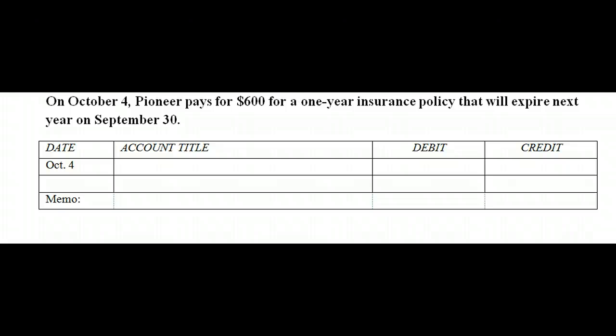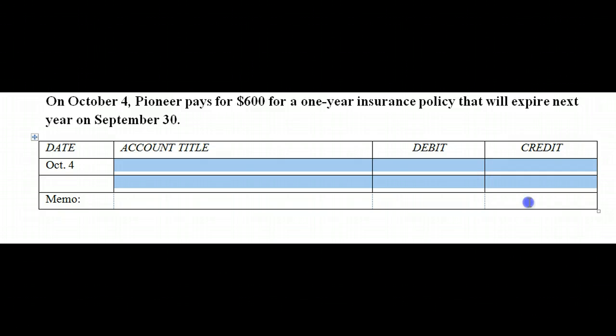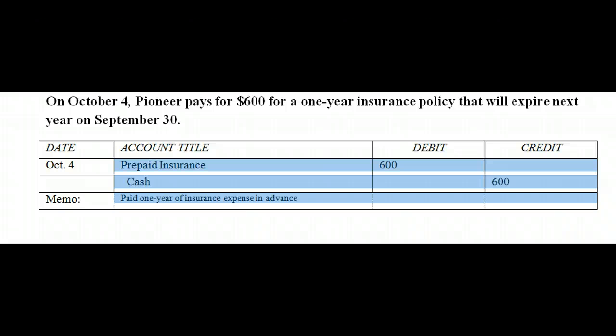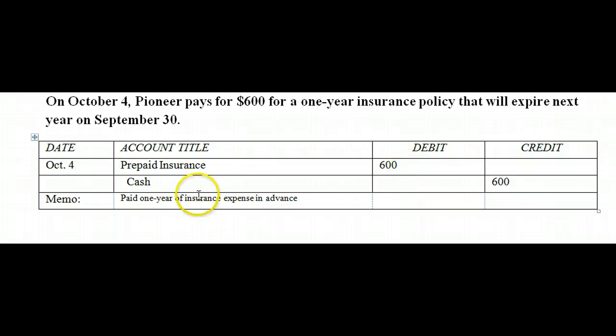On October 4th, Pioneer pays $600 for a 1-year insurance policy that's going to expire on September 30th. When we pay things in advance, whether it's insurance or rent, that's an asset. We're going to use it up over time. Assets increase with debits, so we're going to debit prepaid insurance for $600. And how are we paying for it? Cash. So assets increase with debits, and cash decreases with credits because it's also an asset.